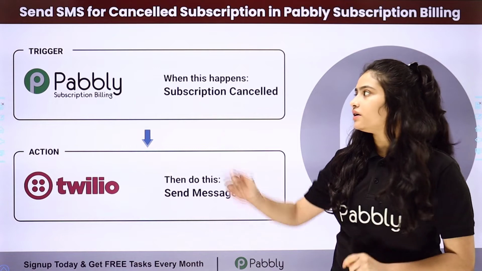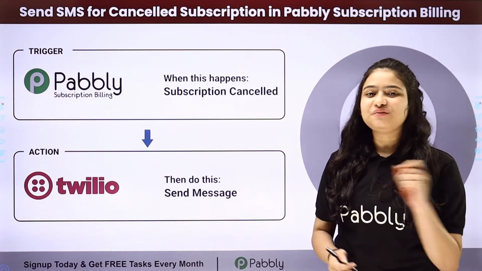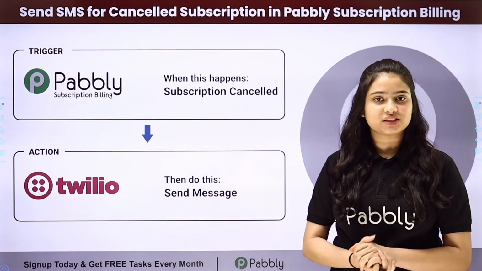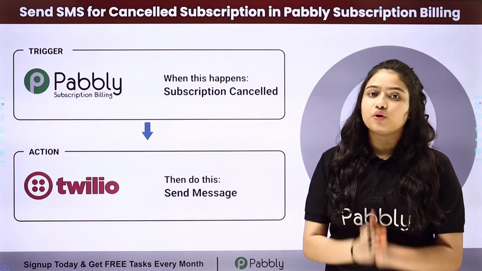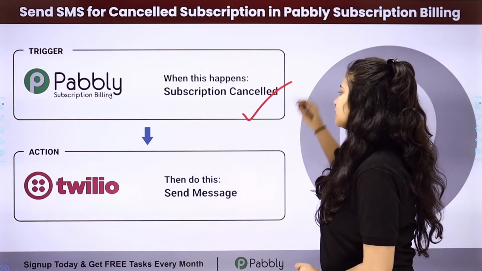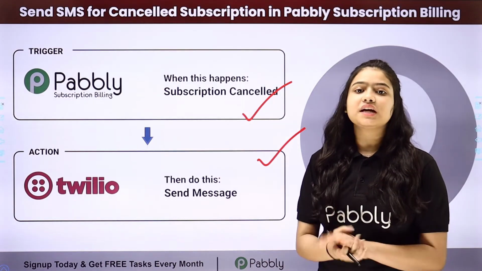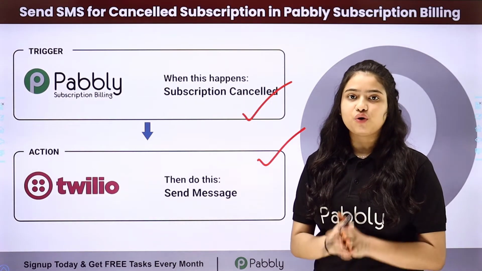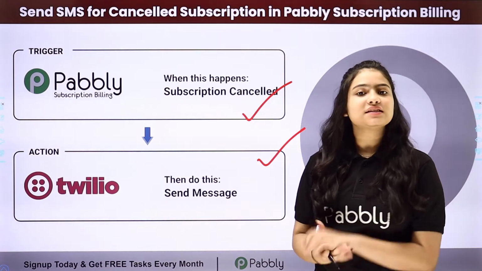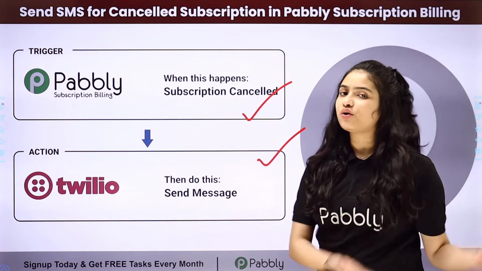For this, we will have to integrate both these applications, and we are going to do that with the help of an amazing automation and integration software, Pabbly Connect. Now here we have Pabbly Subscription Billing in our trigger and Twilio, through which we want to send SMS, in our action. We are going to connect both of them by using Pabbly Connect in order to automate this entire process. And to learn this entire automation step by step, let me take you all to my screen.